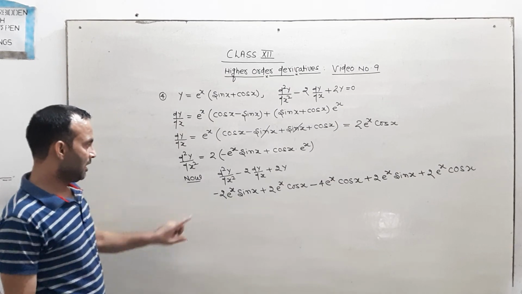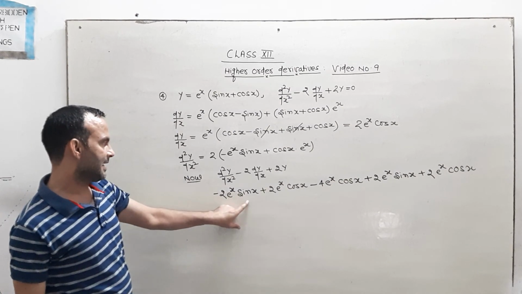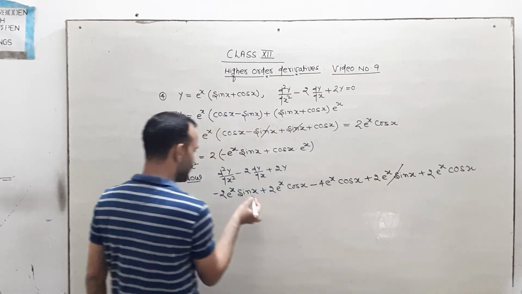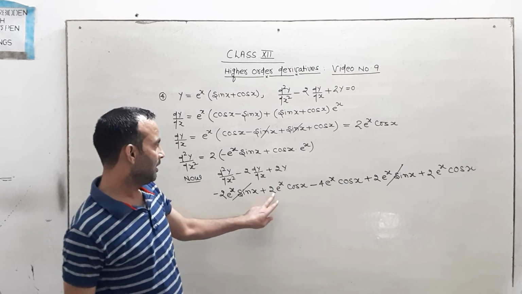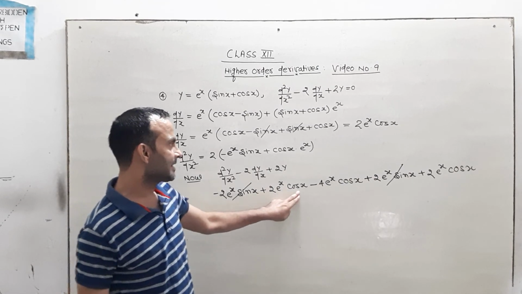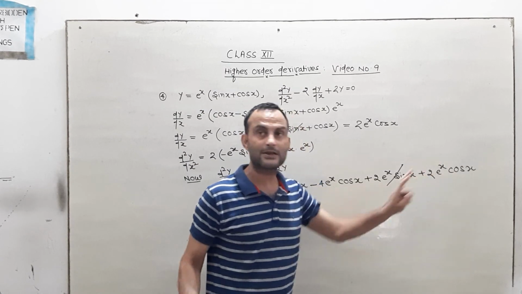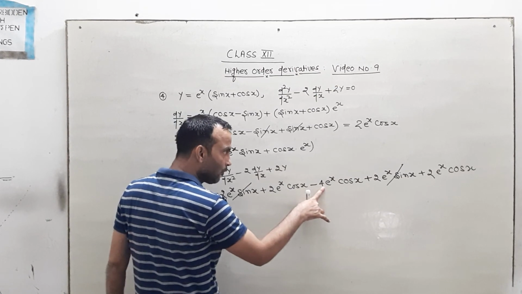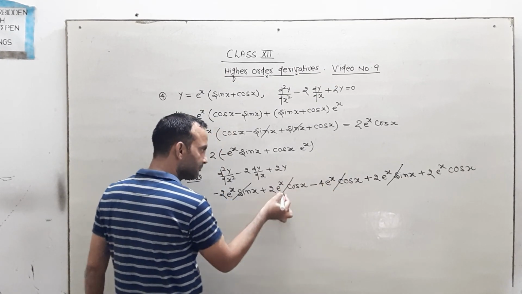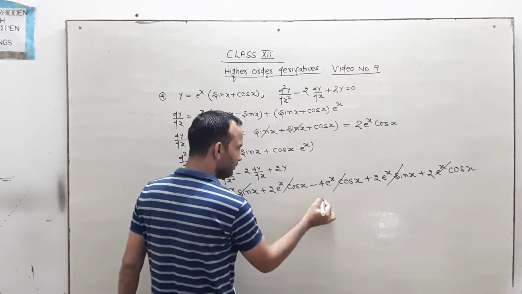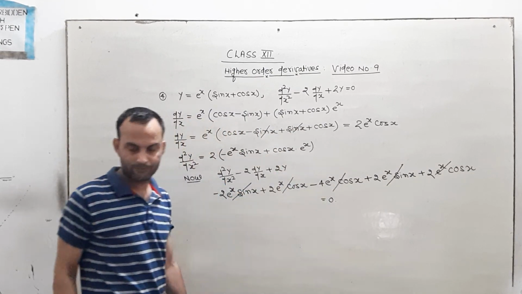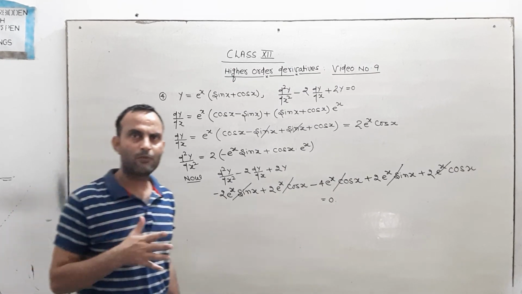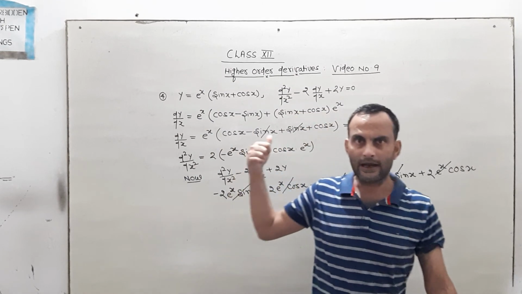Now see, minus 2 e raised to the power x sin x and positive 2 e raised to the power x sin x cancel. See, positive 2 e raised to the power x cos x and positive 2 e raised to the power x cos x becomes 4 e raised to the power x cos x. Cancel with minus 4 e raised to the power x cos x. We obtain what? 0. Hence true.